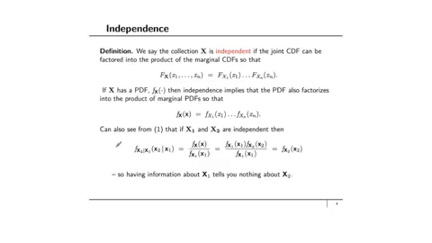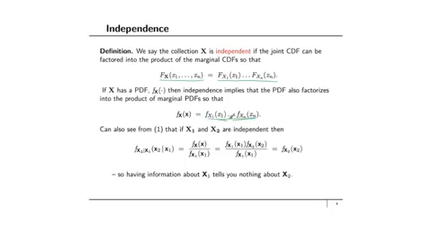Independence. We say the collection X is independent if the joint CDF can be factored into the product of marginal CDFs. So in particular, the joint CDF here on the left-hand side is equal to the product of the marginal CDFs over here on the right-hand side. Similarly, this implies that if X has a PDF f_x, then we can also factorize the joint PDF into the product of the marginal PDFs over here.